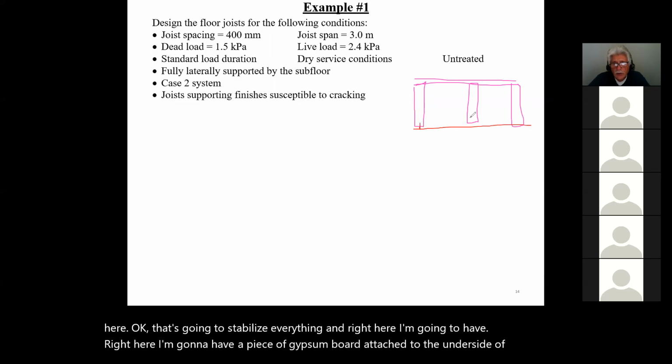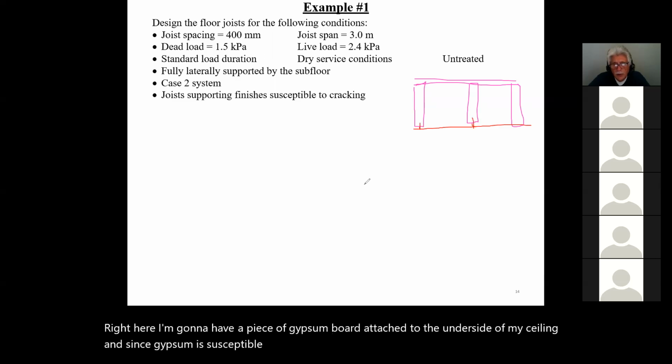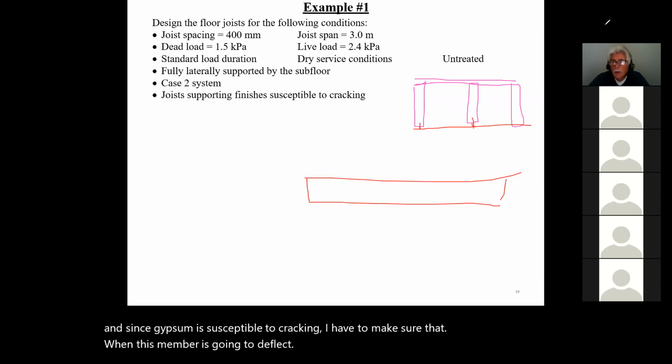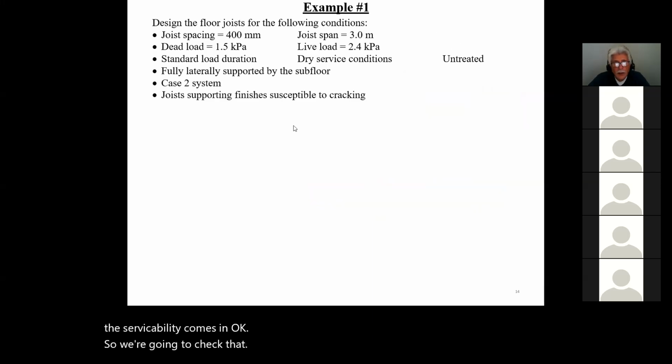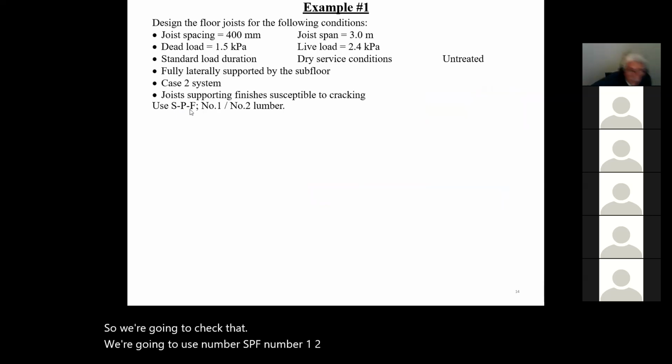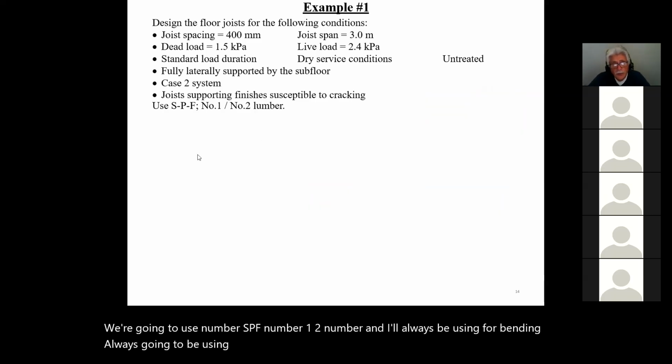And since gypsum is susceptible to cracking, I have to make sure that when this member deflects, the gypsum board that's attached to it does not start cracking. So that's where serviceability comes in, and we're going to have to check that. And we're going to use SPF number 1, number 2 lumber. I'll always be using SPF number 1, number 2 lumber for bending.